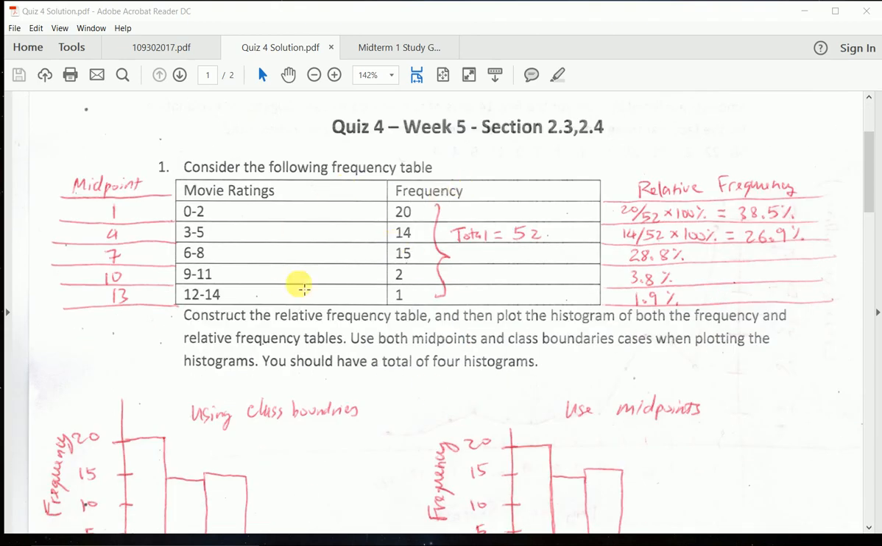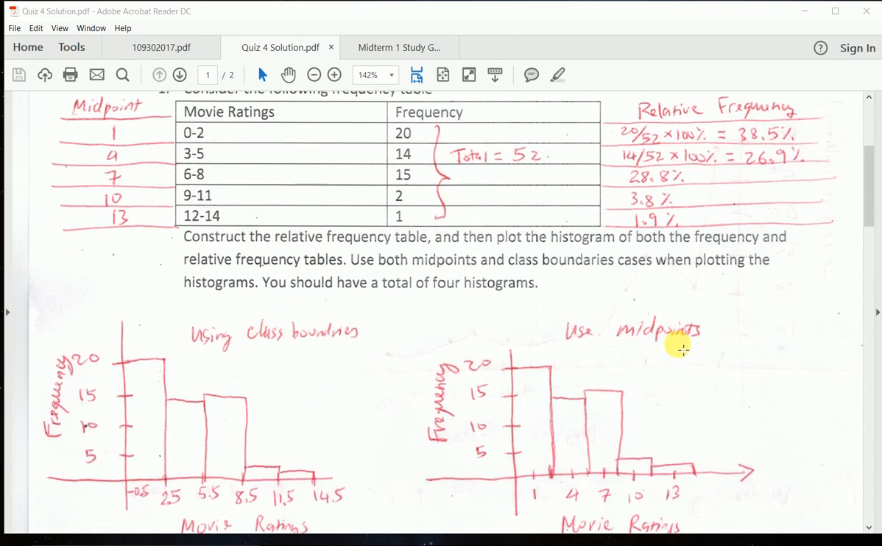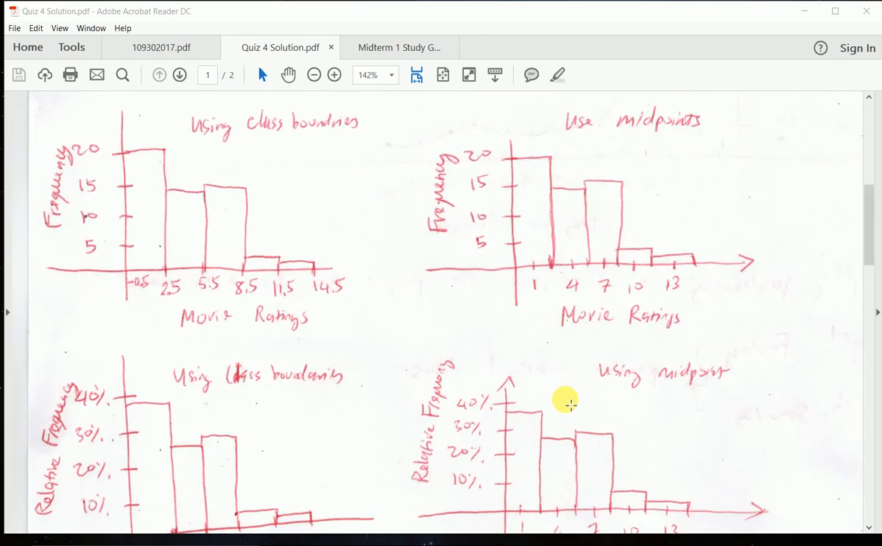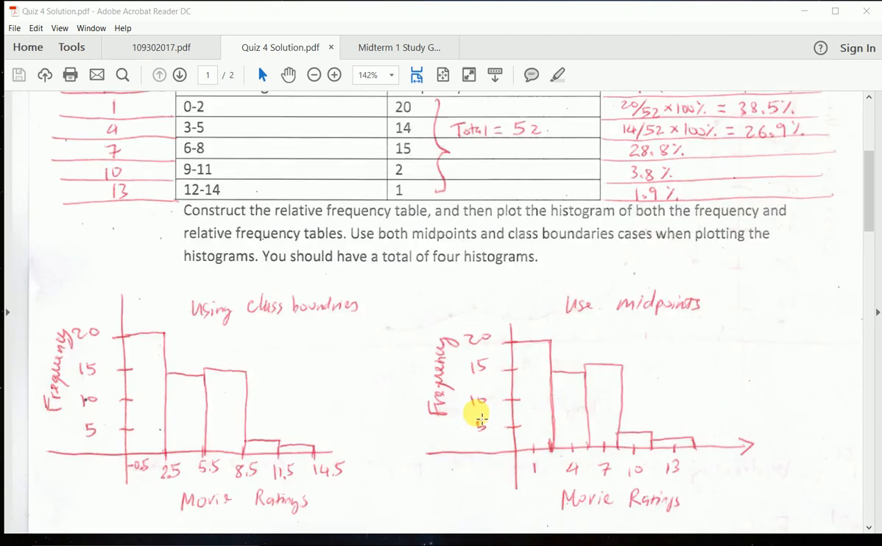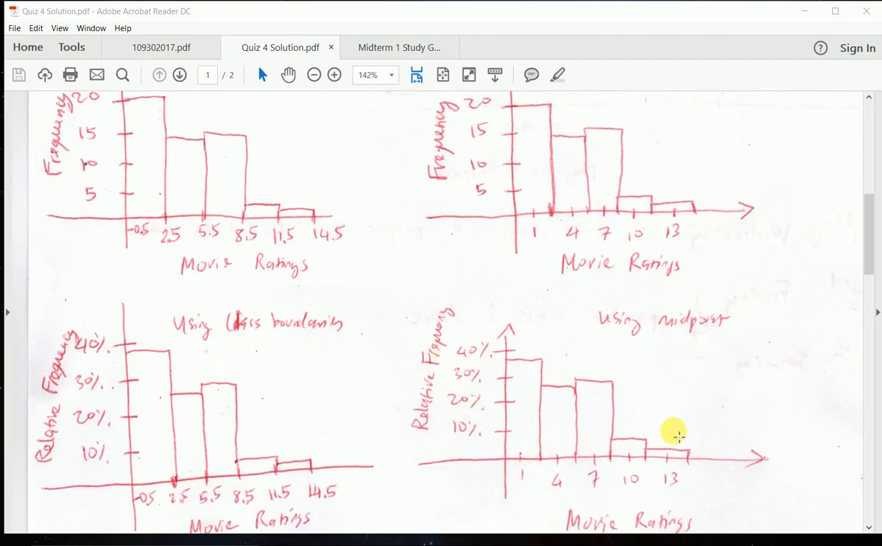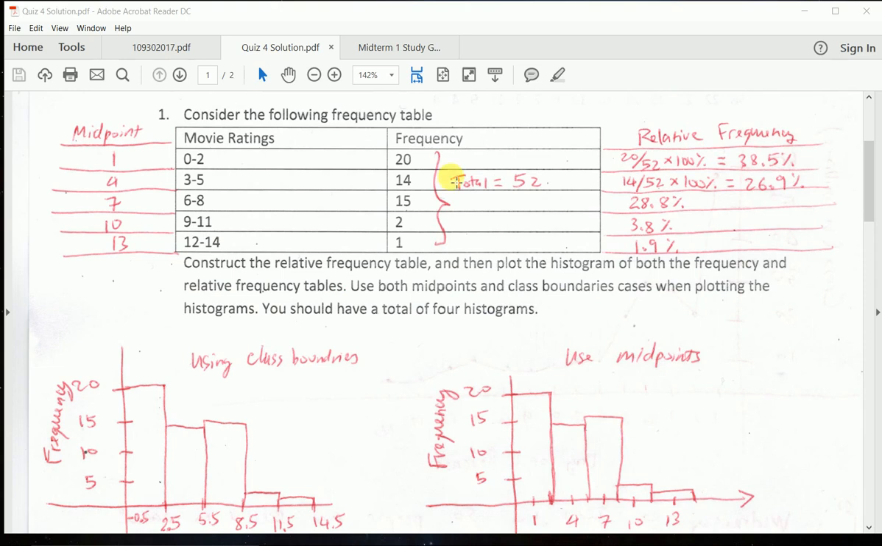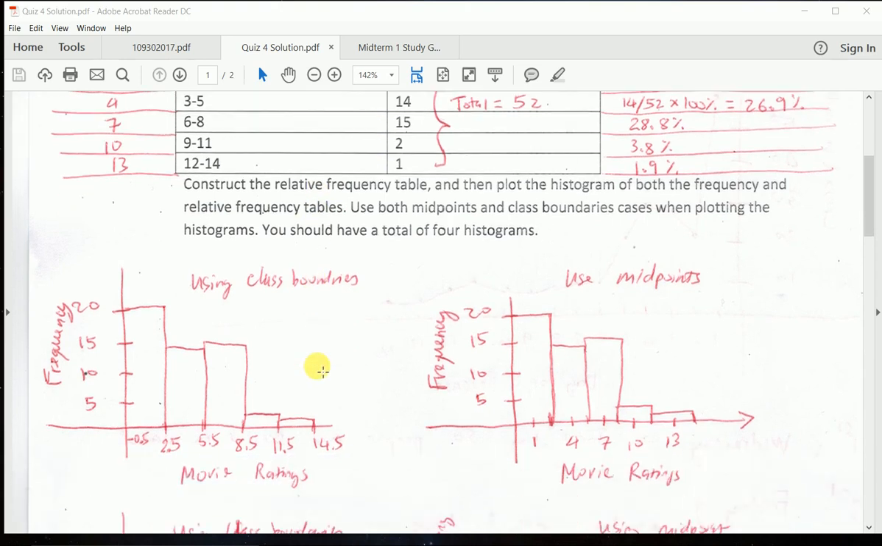I gave you this table, and I asked you to construct 4 histograms: one that represents this frequency table using the class boundary and the midpoint, and then another 2 histograms to represent the relative frequency, also using the class boundary and the midpoint. First, let's just ignore the relative frequency and focus on this original table.